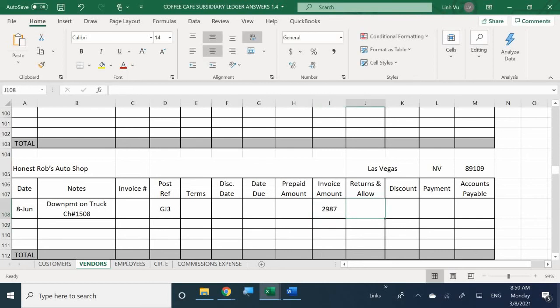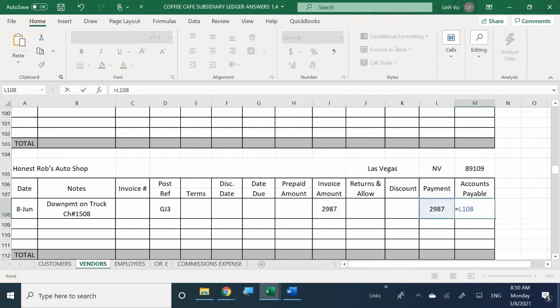Okay. And again, we made a payment to him. So make sure that you are aware that we only made the down payment of the $2,987. The rest of the money that we owe is going to go to the bank because we're paying off the loan. So we are done with Honest Robs unless we choose to take our car and we want to return it.